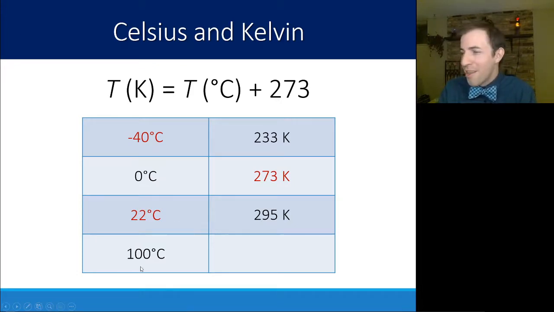And then water boiling is 100 degrees Celsius. What is that temperature in Kelvin? We saw this on the scale earlier, but adding 273, you end up with 373 Kelvin for water boiling.